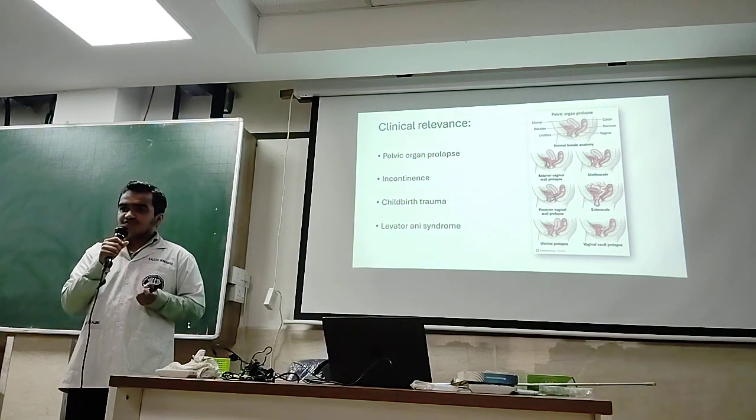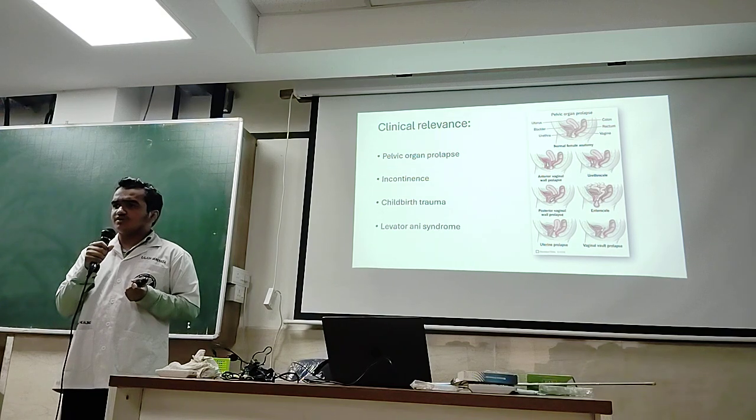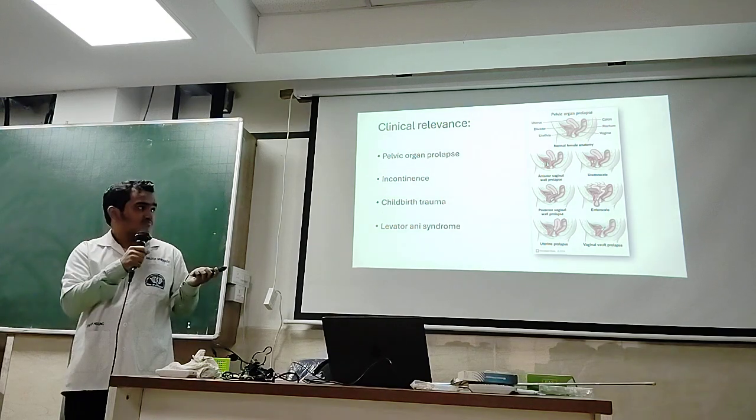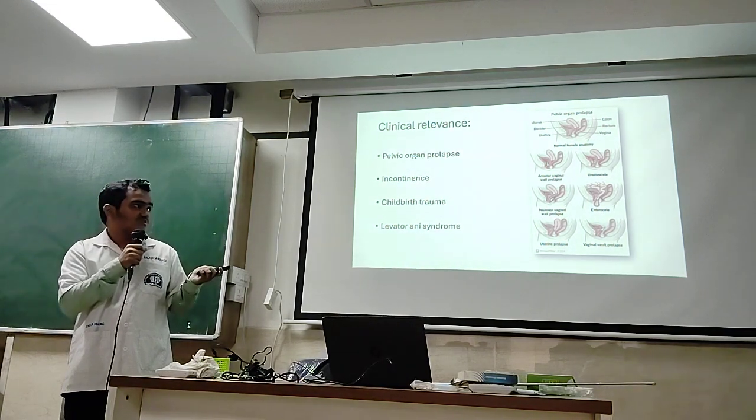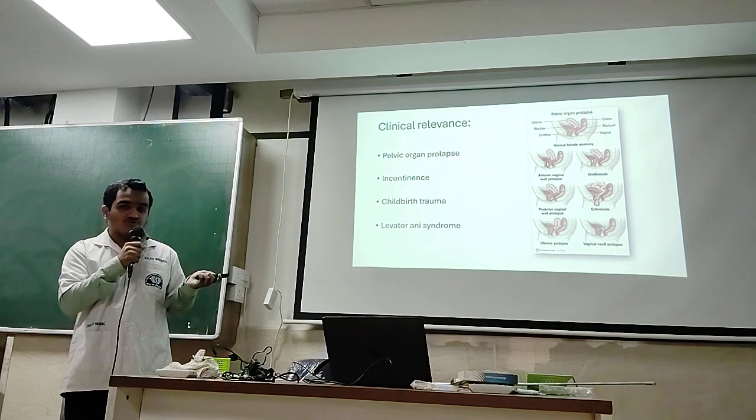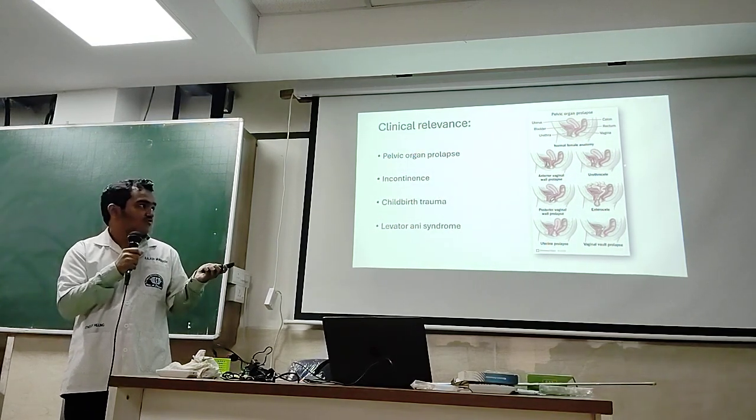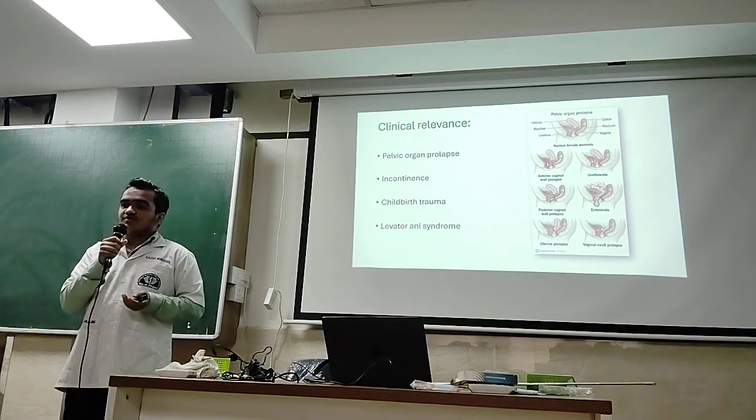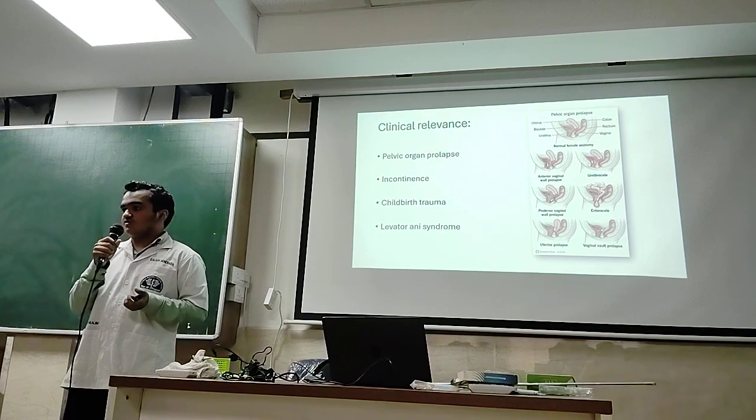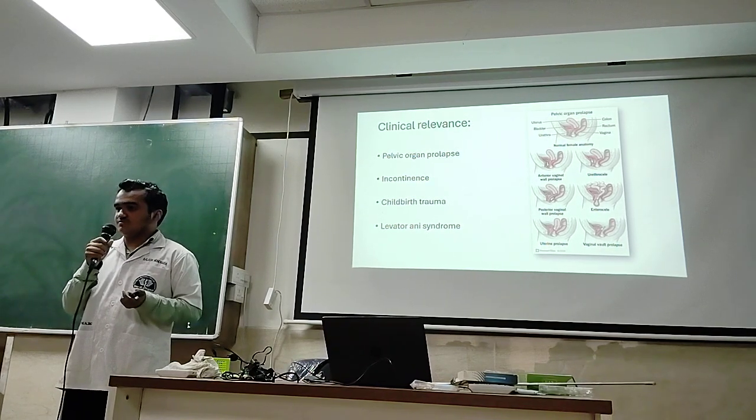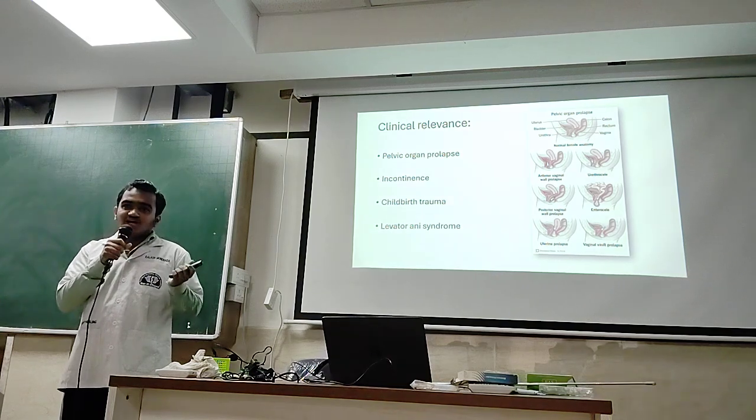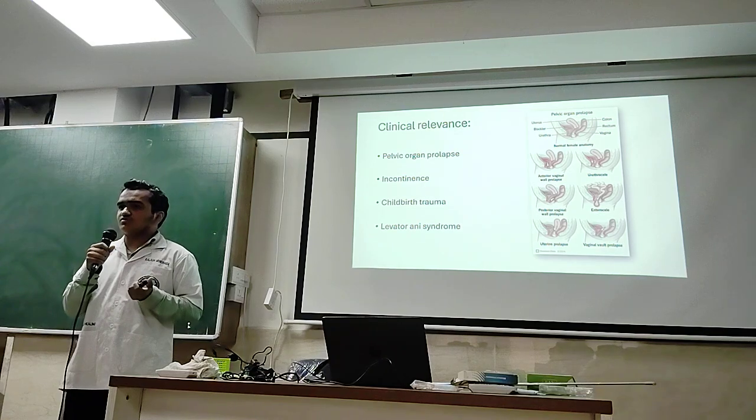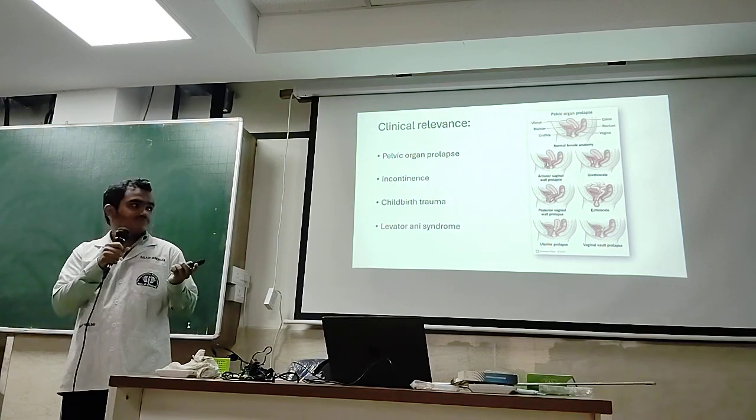Talking about the clinical significance, if there is any trauma or injury to the muscles of the pelvic diaphragm, it can lead to prolapse of the various pelvic organs. In this diagram, the different organ prolapses can be seen, like prolapse of the vagina, prolapse of the uterus, which will be explained further, and also prolapse of the urinary bladder. Incontinence will be seen because the muscles of the pelvic diaphragm are important to regulate the opening of the anorectal junction. Also, during the process of parturition, there can be certain injuries or trauma to these muscles which can cause the above two conditions.